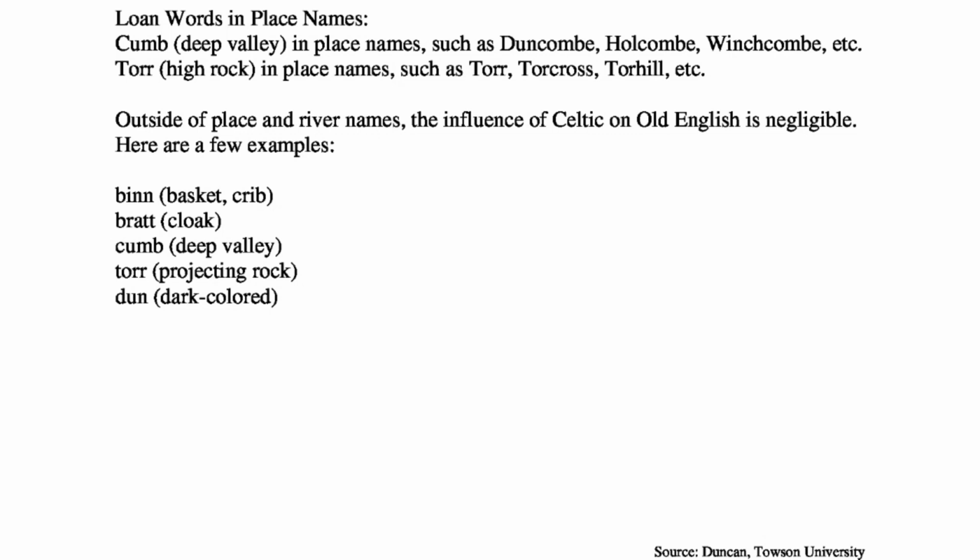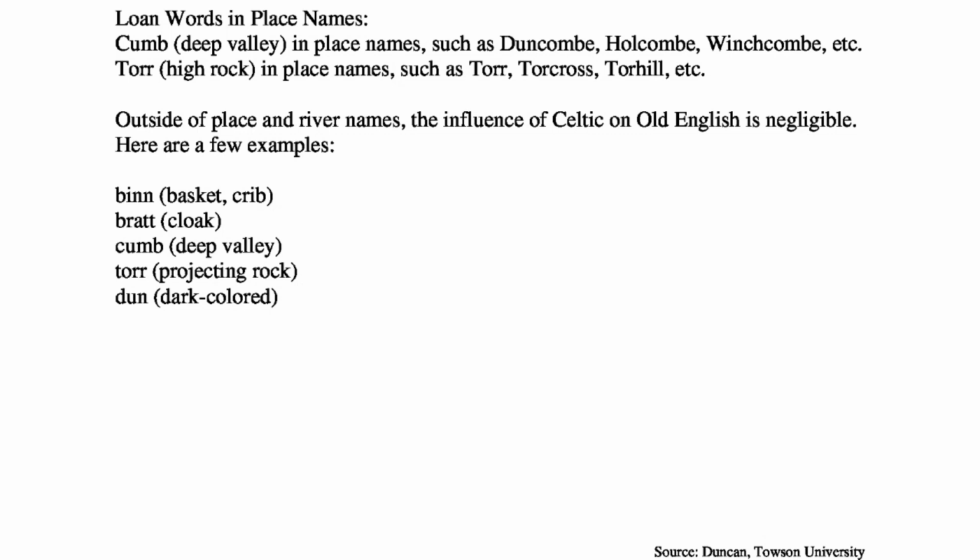Besides, there are loanwords in many names, and they are place names, such as Coombe means deep valley, such as Duncombe, Hulscombe, Whichcombe, etc. Tor means high rock in place names in the Celtic language. They are used in English, for example, Torcross, Torhill, etc.